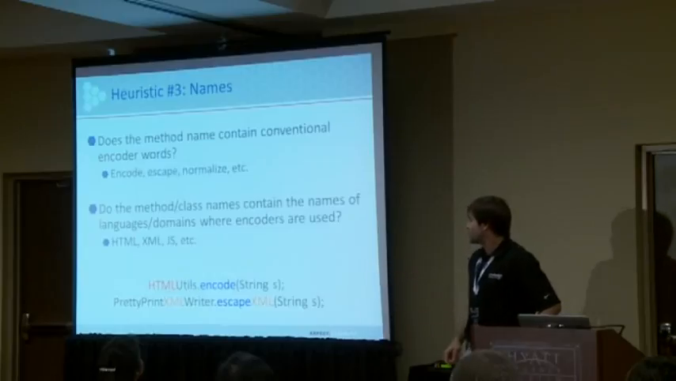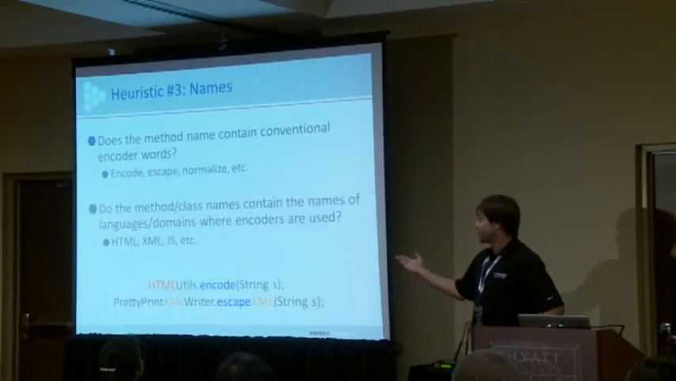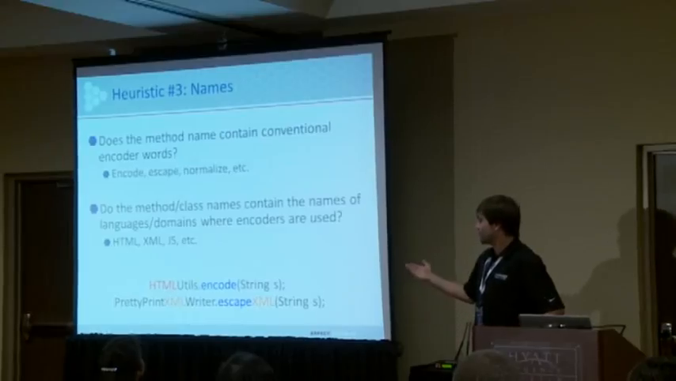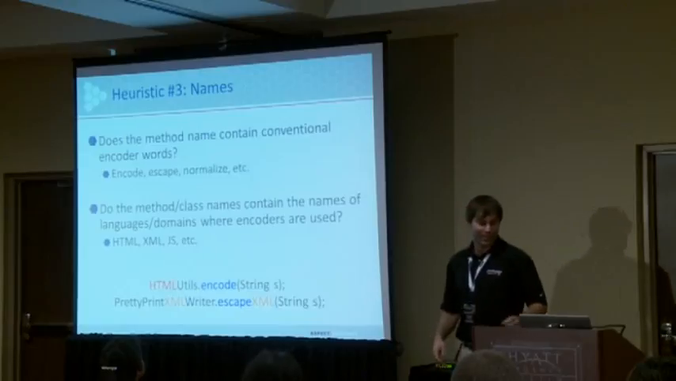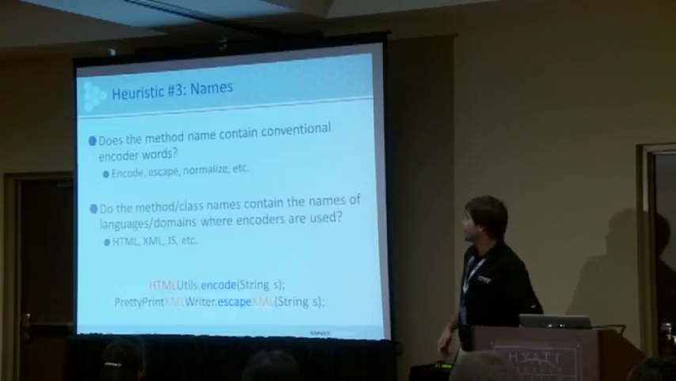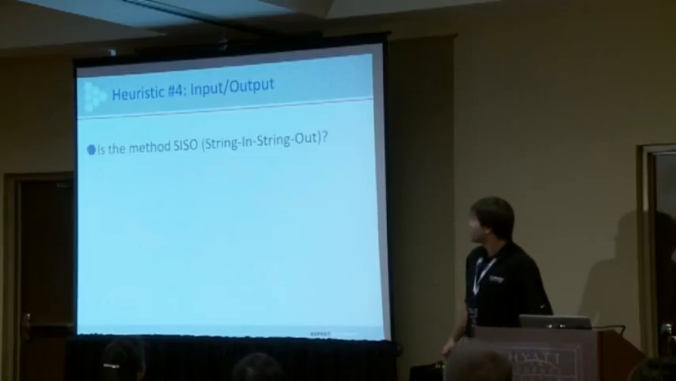That first one is probably going to be an HTML encoder because it has HTML in the class name and the method is called encode. And similarly for the second one, we have a couple of instances of XML and escape. So again, that's a really good indicator that we found an encoding method. And when combined with the other heuristics, it works pretty well.